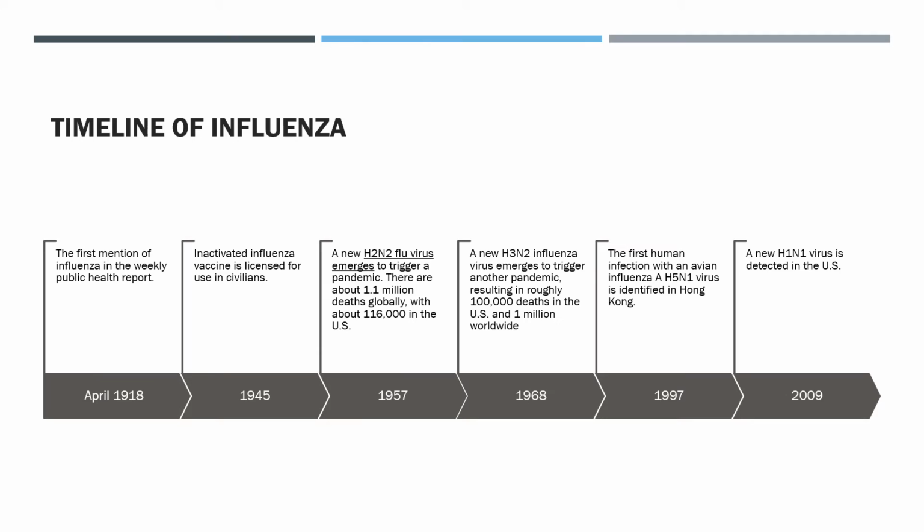The next pandemic occurs in 1968 with the new H3N2 influenza virus emerging. This one resulted in roughly 100,000 deaths in the US and 1 million worldwide. In 1997, the first human infected with an avian influenza A H5N1 virus is identified in Hong Kong. And then you spring forward all the way to 2009, which I'm sure most of you remember. I know I do. This was when H1N1 virus was first detected in the US.